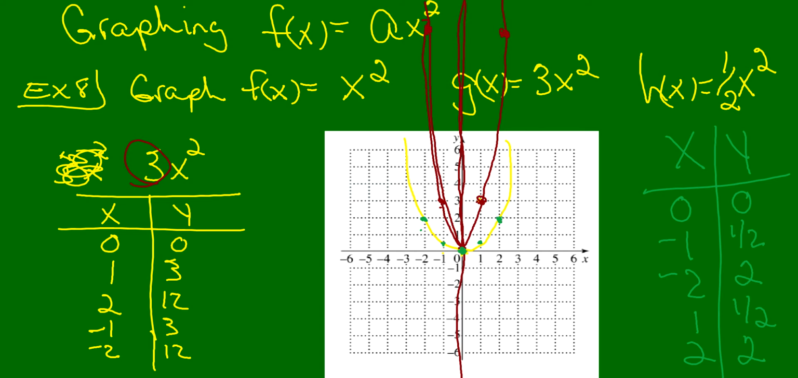I'm going to take one more point. Say when x is -3. What does that make y? -3 squared is 9, and 9 times 1 is 9 over 2, which is 4.5. So when x is -3, y is going to be 4.5. I go 1, 2, 3, and then up 4.5, about right here.